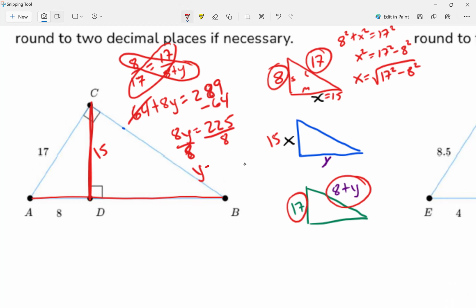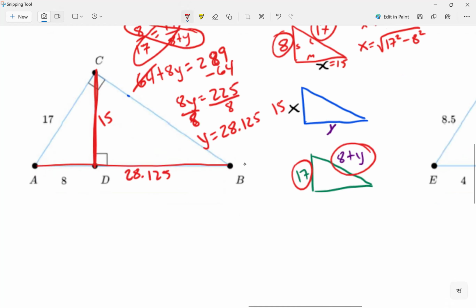I get that y is equal to, it's not a big decimal. I can write the whole thing, 28.125. Cool. I can get this already. What's the area of this triangle?